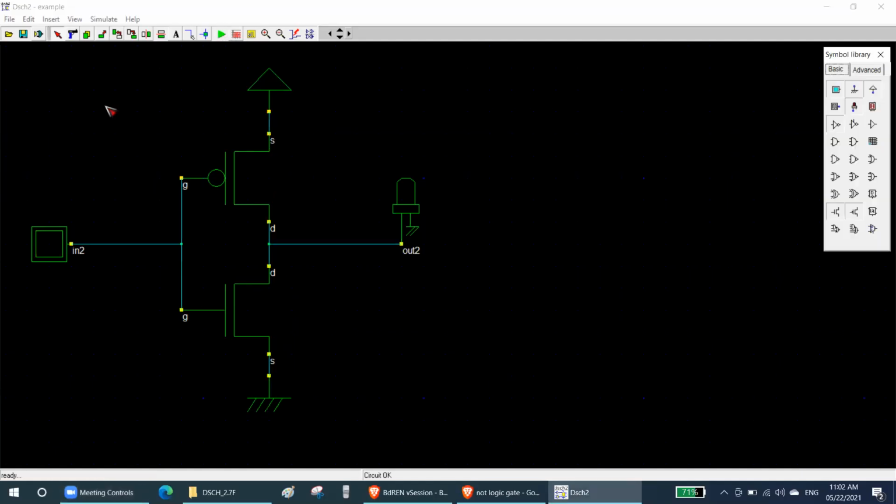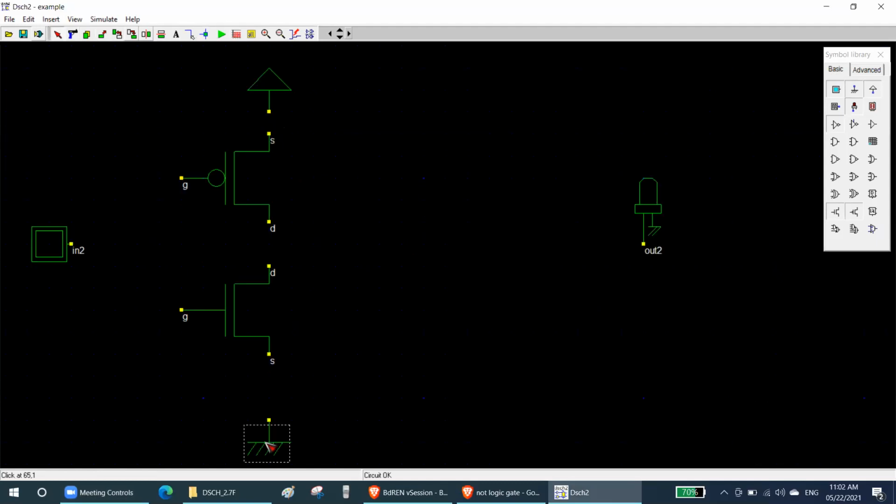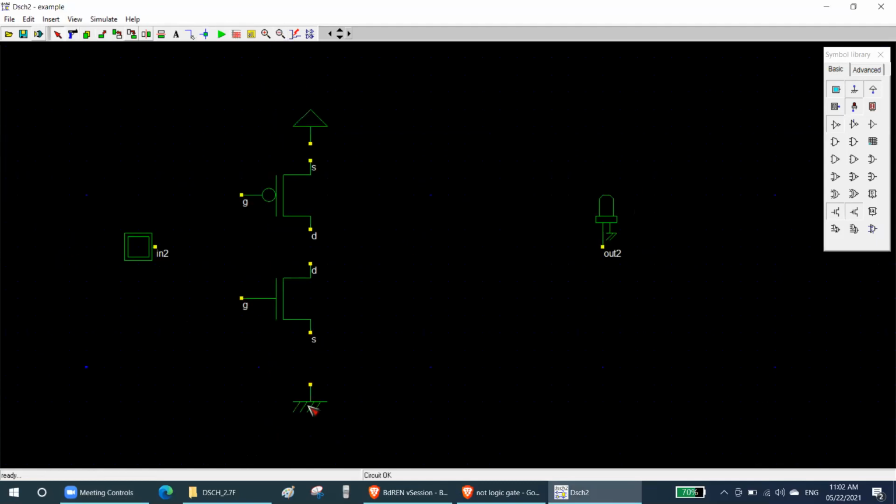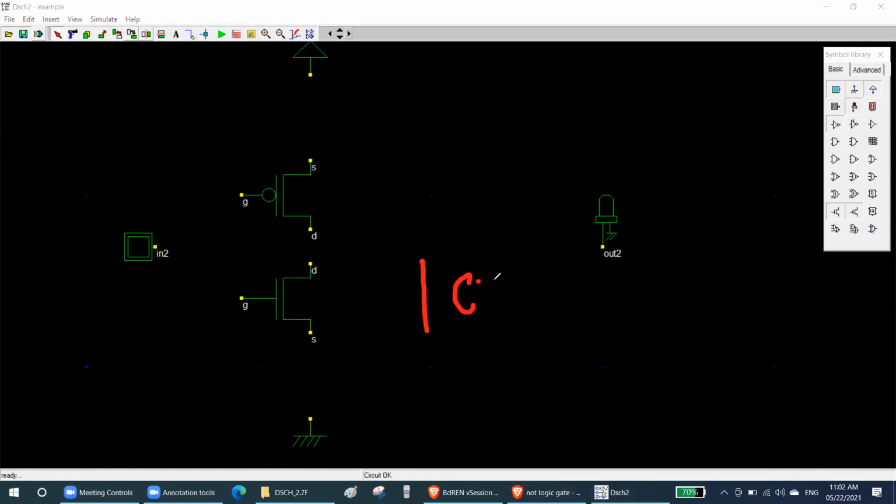Now we are going to see the NAND gate. NAND gate. Not AND, not OR. We will see the NAND gate first, because one CMOS itself is a NOT gate.